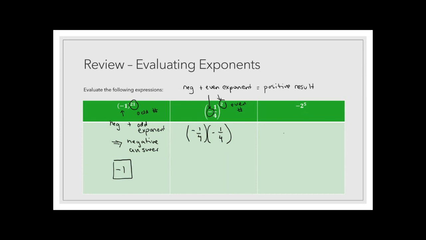If it's a 6, 6 is even, it's going to give you a positive result. And you can see that we have -1/4 times -1/4. A negative times a negative is a positive. So those two negatives cancel, and then we're multiplying the fractions. When we multiply the fractions, we multiply the tops together and the bottoms together. So 1 times 1 is 1, and 4 times 4 is 16. So our answer here is 1/16.